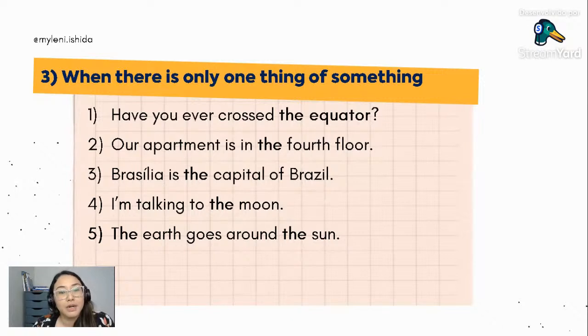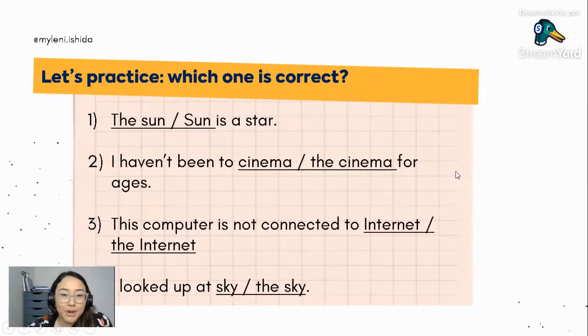The earth goes around the sun. Look, the earth, the sun, there is only one in the world. That's why we have to use the definite article. So if you don't put it, it's a grammar mistake. Can you see how important that is, right? Let's take a look and practice. So let's see number 1 here.